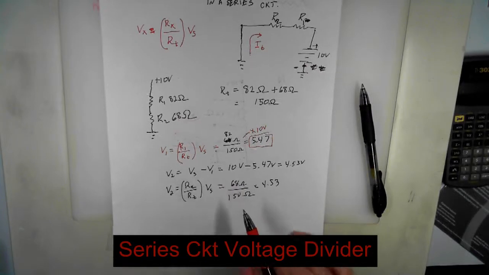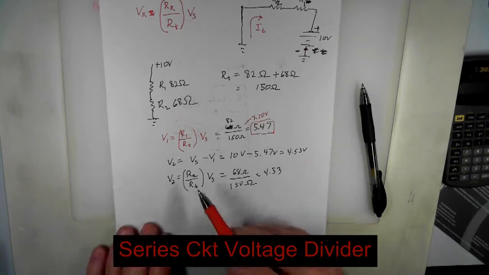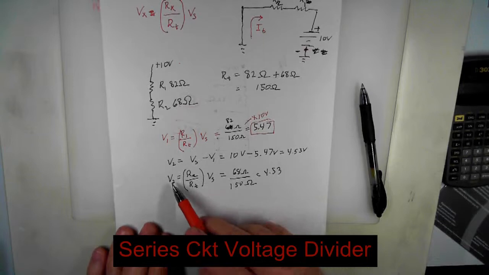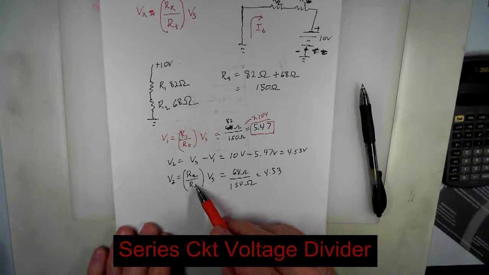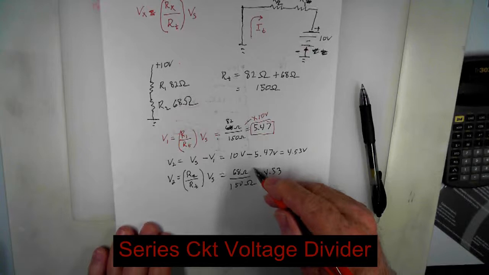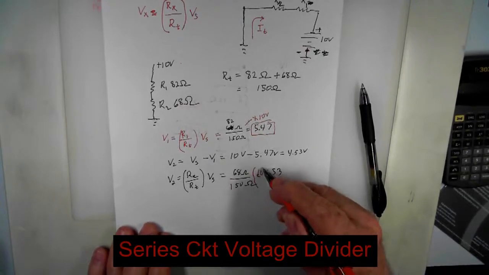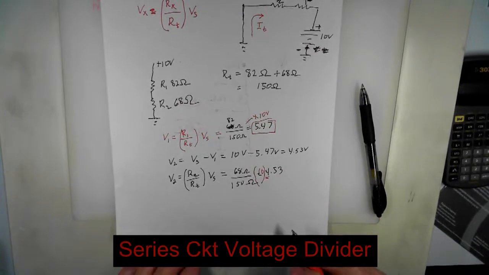But another way I could have done it is the way I actually did the first one. I could say that R2 is part of RT, is a fraction, and it's going to give us a percent. So I could say that V2 is equal to R2 divided by RT times Vs. And again here I've left off the 10. I just did that on the calculator. 10 volts. And that is equal to 4.53 volts.